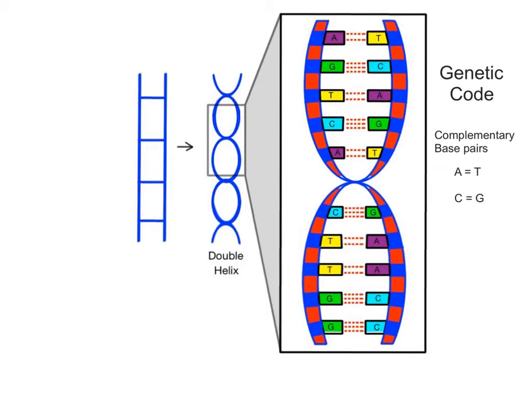The only exception to the base pair rules are when mutations occur, which are changes in the base sequence. The effects of mutations vary. They may have no effect at all, or can result in cancer, genetic disorders, or be lethal to the cell.